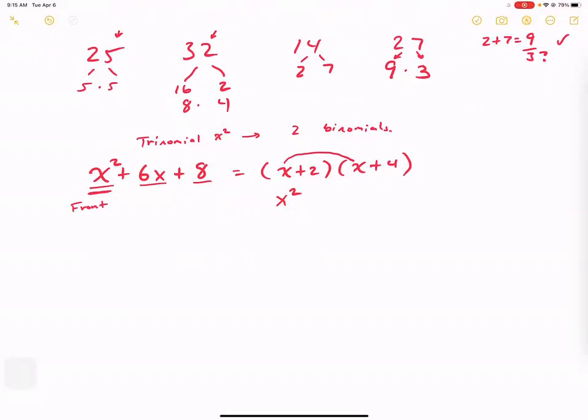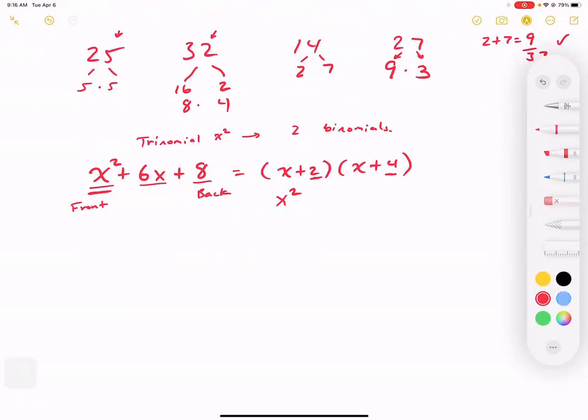Okay, how do you think I got the back? Well, the back and the back, 2 and 4, always end up with the back. And we end up with our middle terms. Let's go ahead and show you guys this. The middle terms are 2x and 4x. Let's go ahead and write those out actually. So x times x is x squared. And then x times 4 is 4x. We're done with the x. We're going to say 2 times x. 2 times x is 2x. And 2 times 4 is 8.